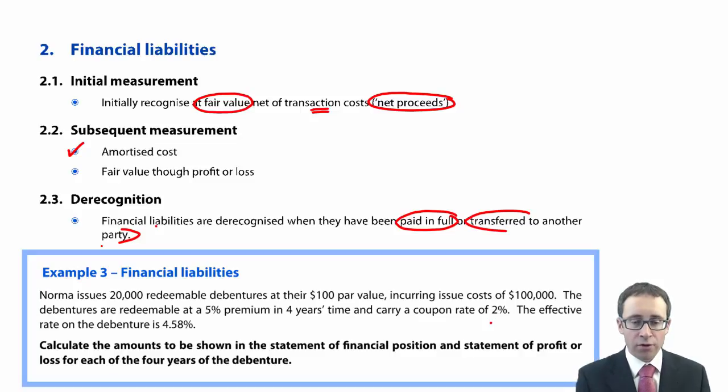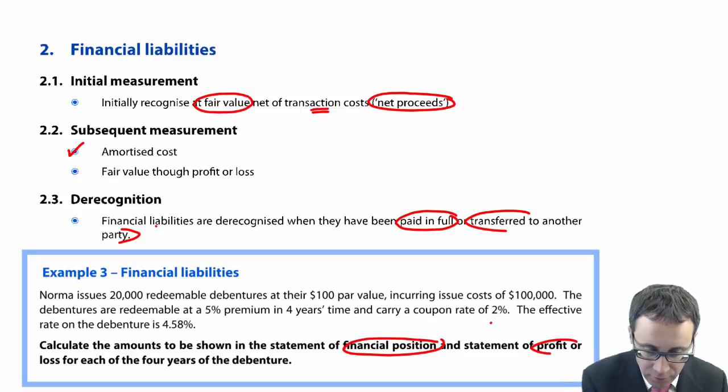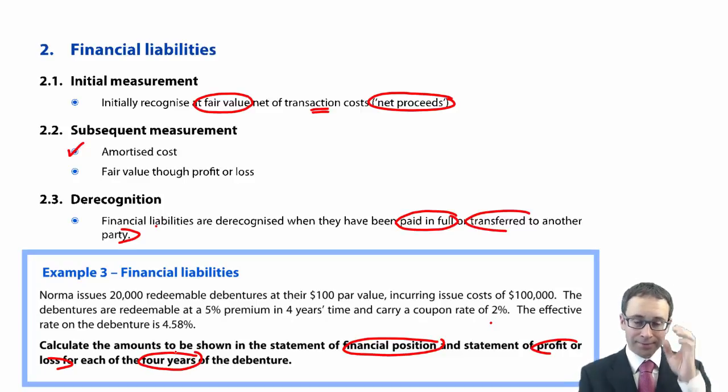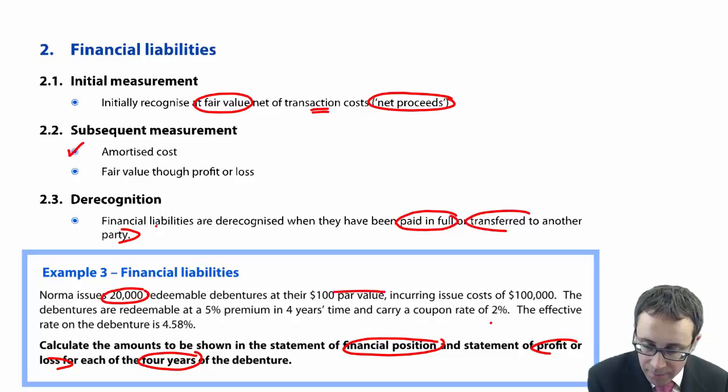Let's go through and have a look at that little example at the bottom of the page. Nothing different from what you've seen previously at F7. If you wanted, feel free to have a go yourself and stop the video. It's your choice. It wants us to calculate the amount to be shown in the statement of financial position and the statement of profit or loss for each of the 4 years of this debenture. Here, Norma issues 20,000 redeemable debentures at the $100 par value.